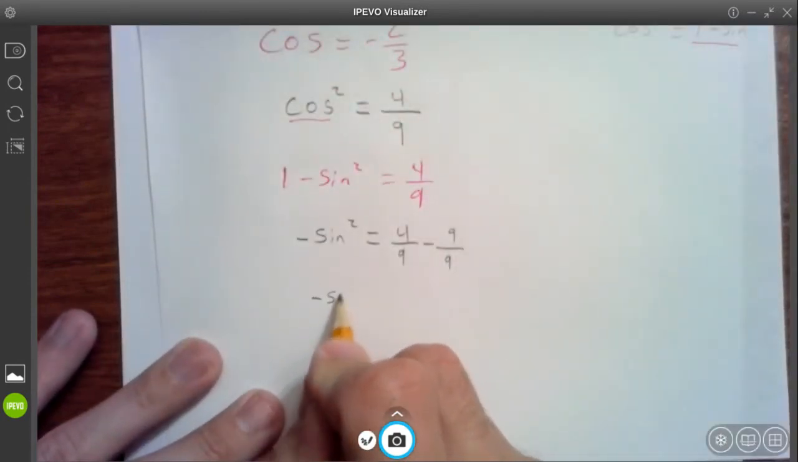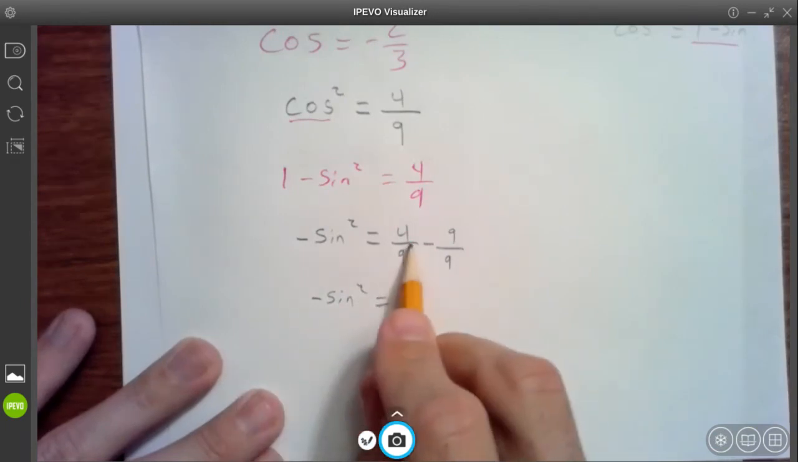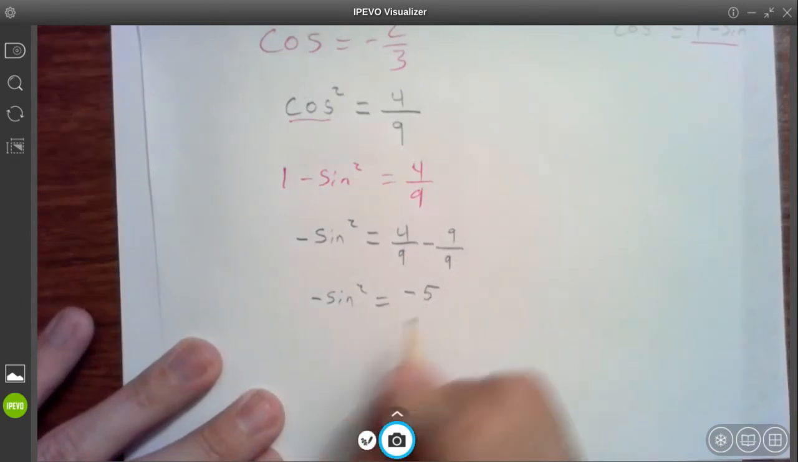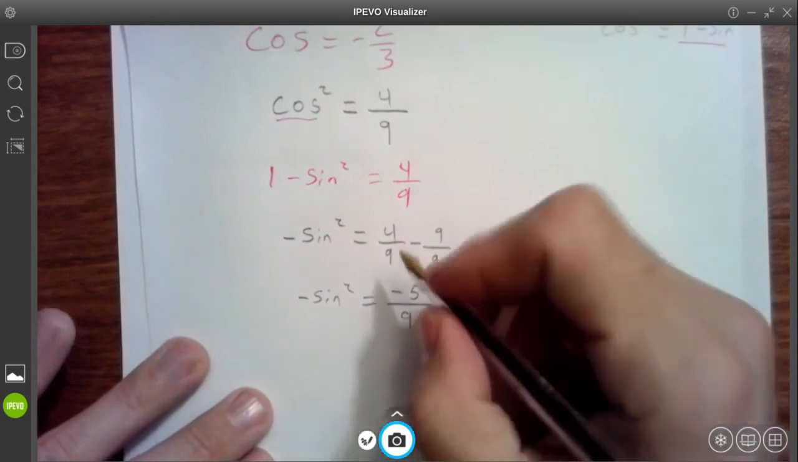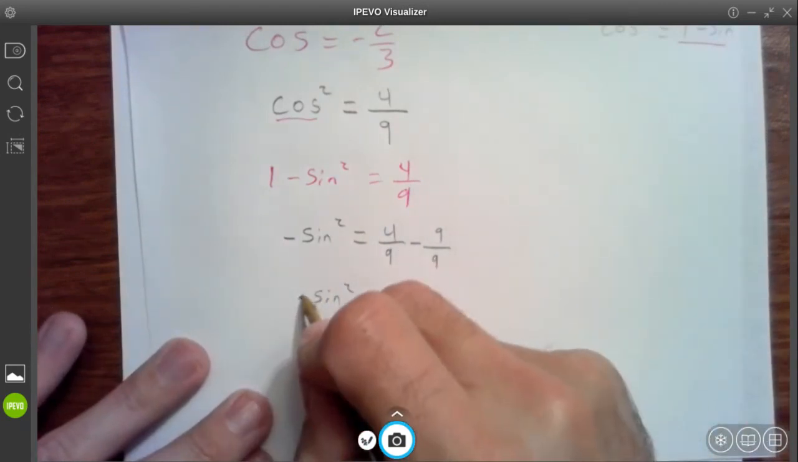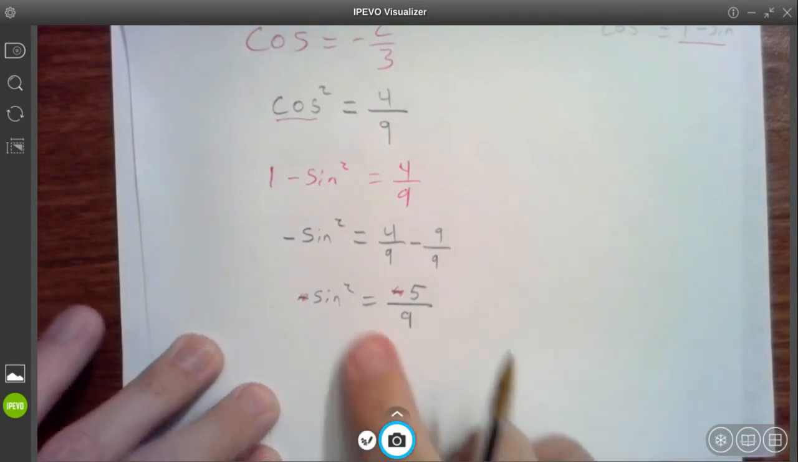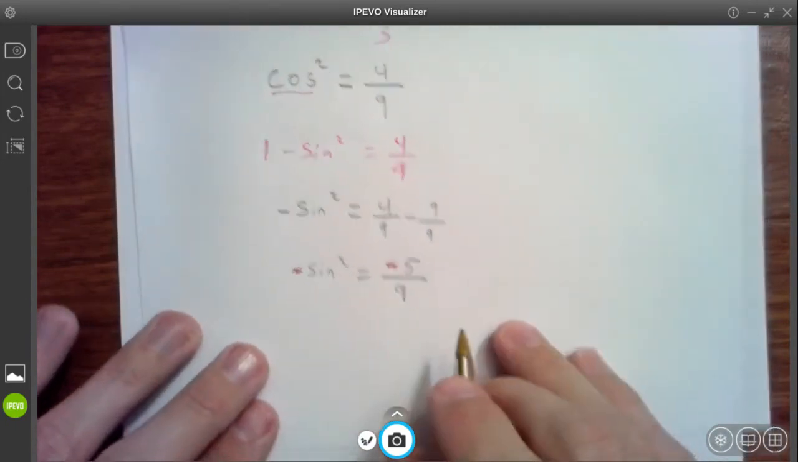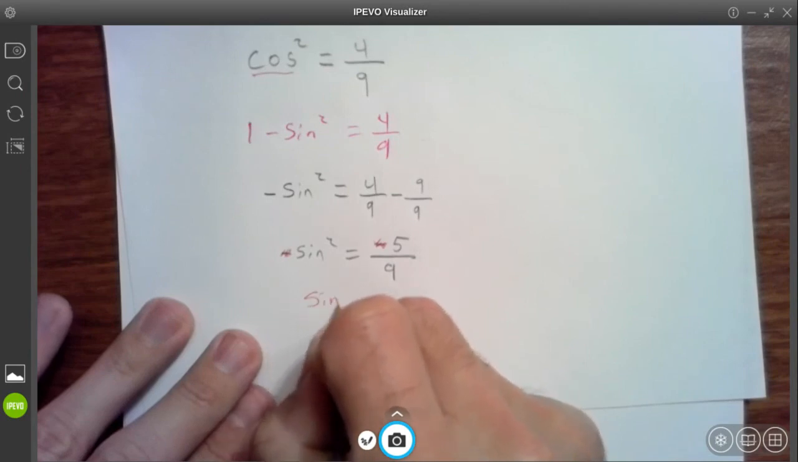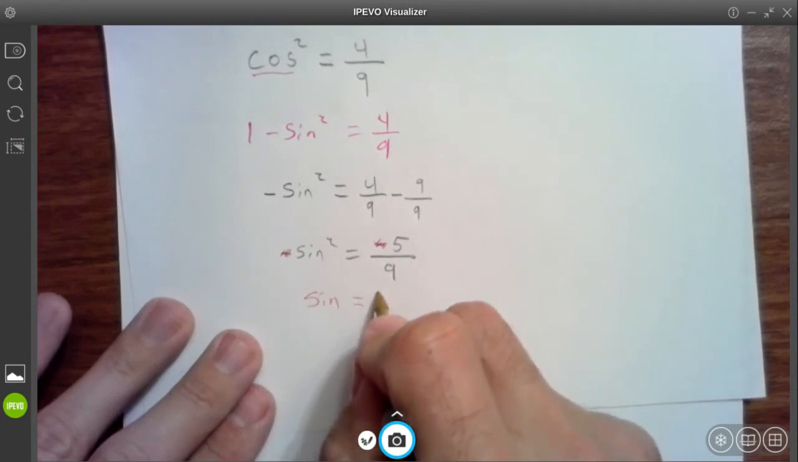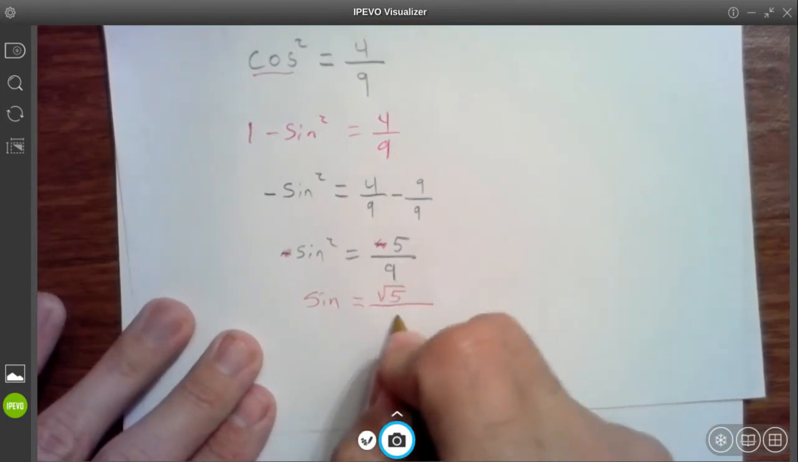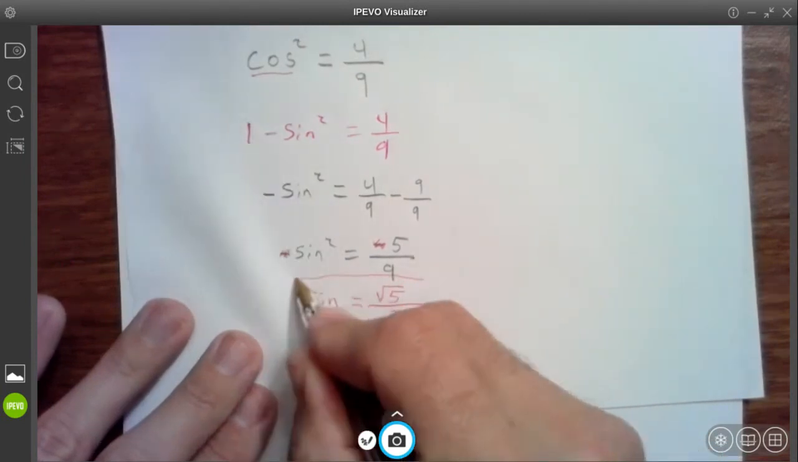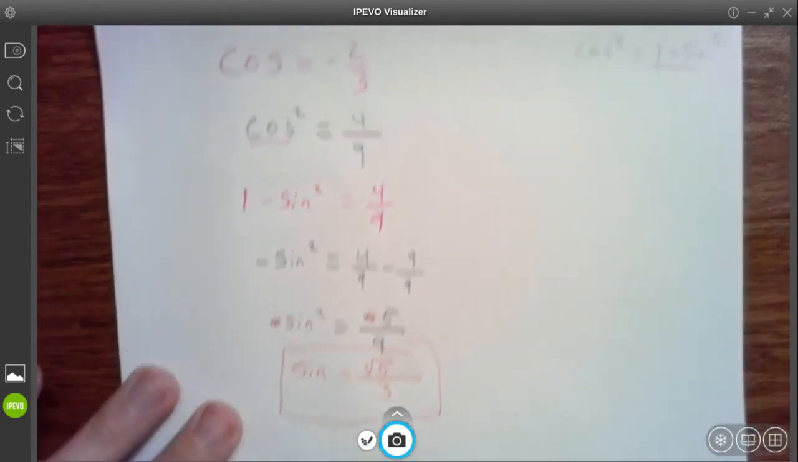So I'm going to get negative sine squared. 4 minus 9 is negative 5. The denominators are the same, so I get a 9. I can ignore the negatives, just divide out the negative if you want to. And then from here, I would square root both sides. So when I square root, I'm going to get sine, and I'm going to get square root of 5 as my top part, and the square root of 9 is my bottom part, which is 3. There it is. Woo.